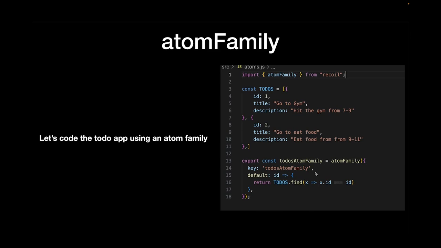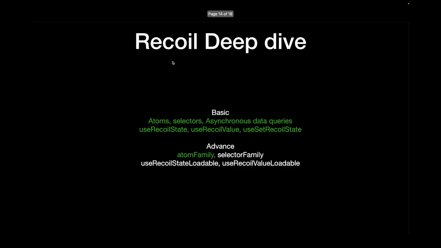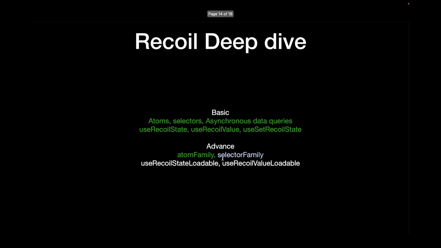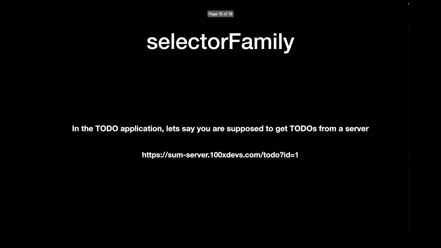This is great, but what is this missing? This is missing what if this data is present on a backend? How do I get this data from the backend and actually render it here? Which is what we will discuss next when we get into selectorFamily. All right. Next up, what's left? selectorFamily. And in these two hooks that I need to discuss, let's kick things off with selectorFamily here.